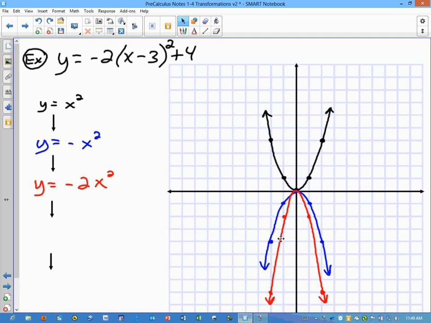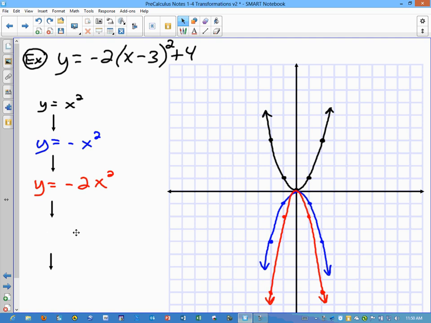Alright, so that's the effect of multiplying outside. It stretches the graph vertically, which does change the shape. The first reflection did not change the shape. The second one did change the shape. Now we're going to look at the -3. So we're going to subtract 3 inside. That means I'm replacing x with the quantity x minus 3. And since it's inside, it's the counterintuitive case. So instead of negative meaning to the left, it's really going to be to the right.